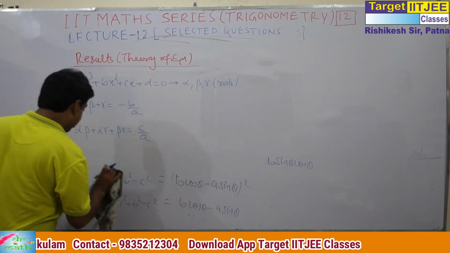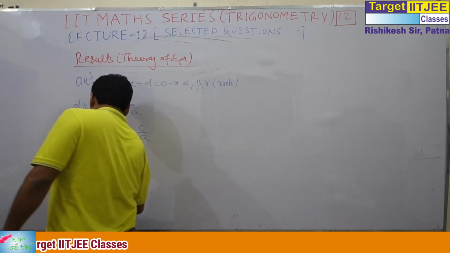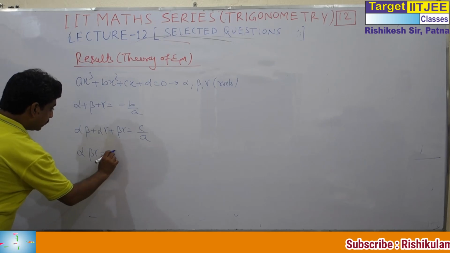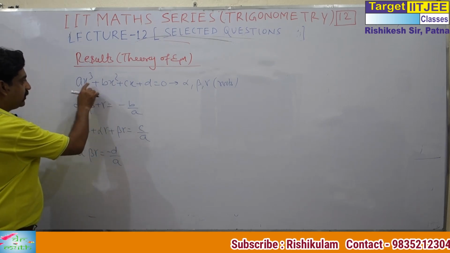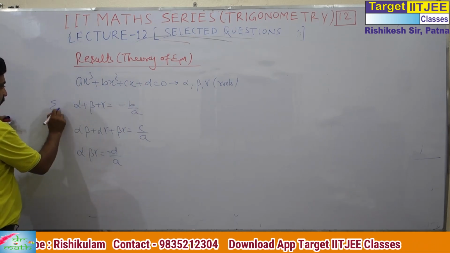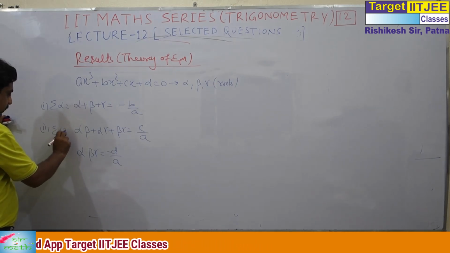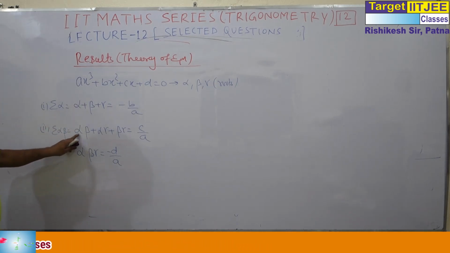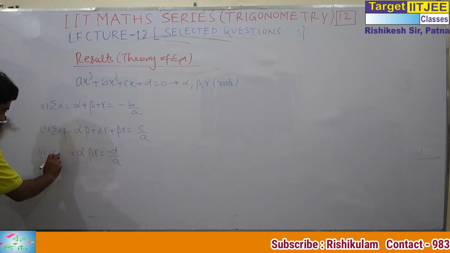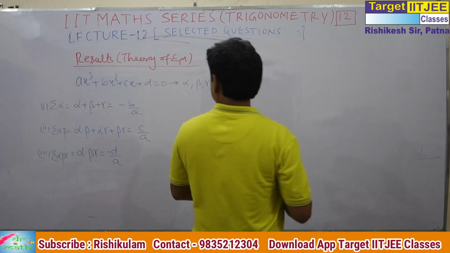This is in class 10, but there it is used less. And what is alpha into beta into gamma? This is minus d by a. Minus b by a, plus c by a, minus d by a. This we say sigma alpha. This we say sigma alpha beta. Sigma alpha beta means sum of product taking two at a time. And this we say sigma alpha beta gamma. Now alpha beta gamma, this is cubic.